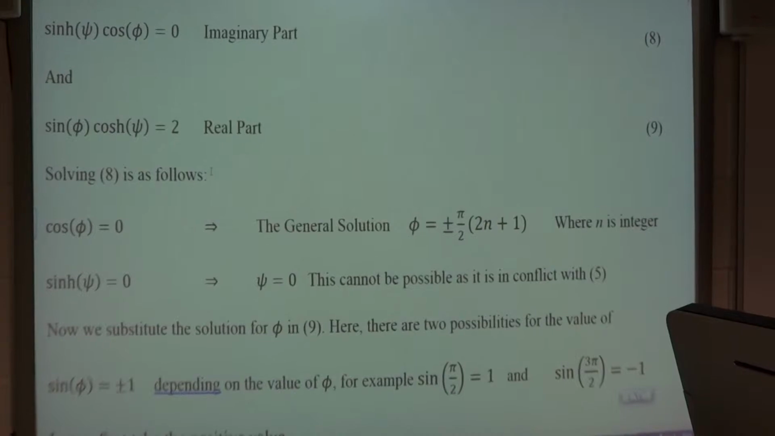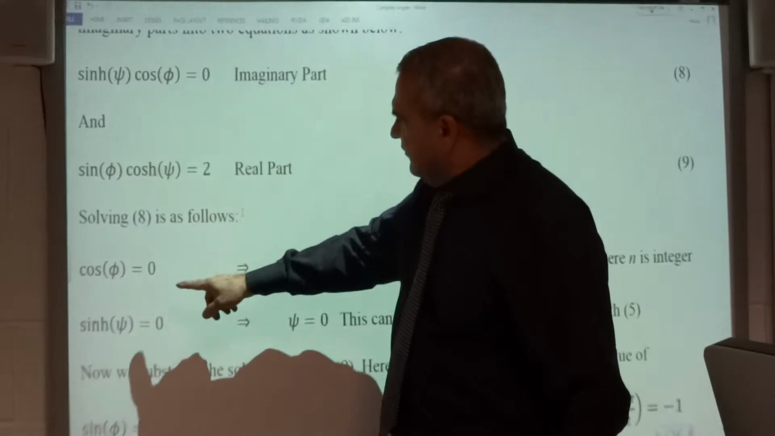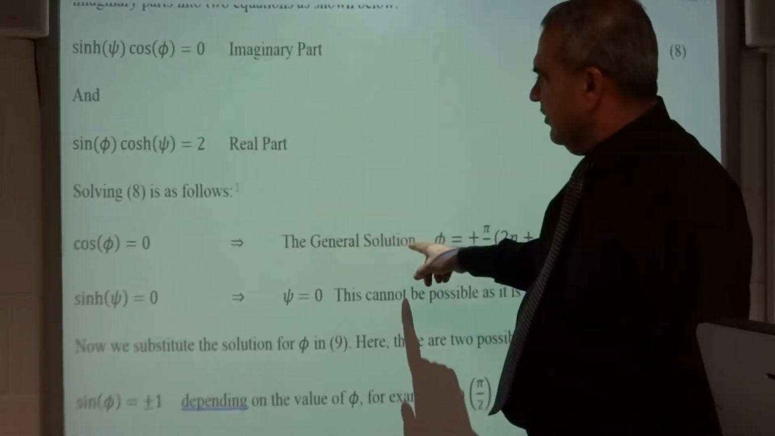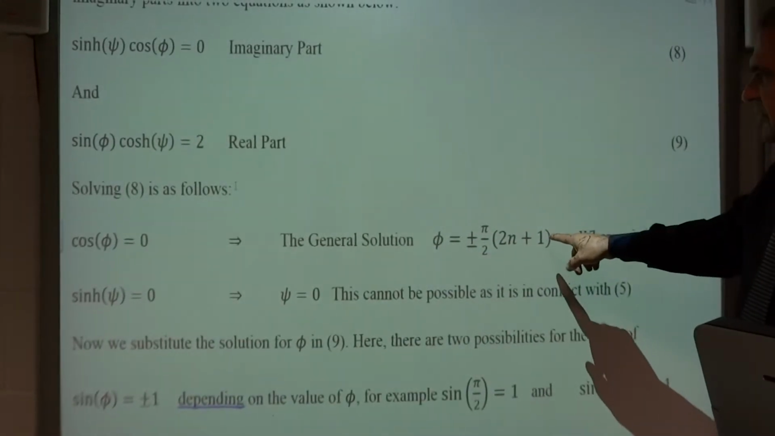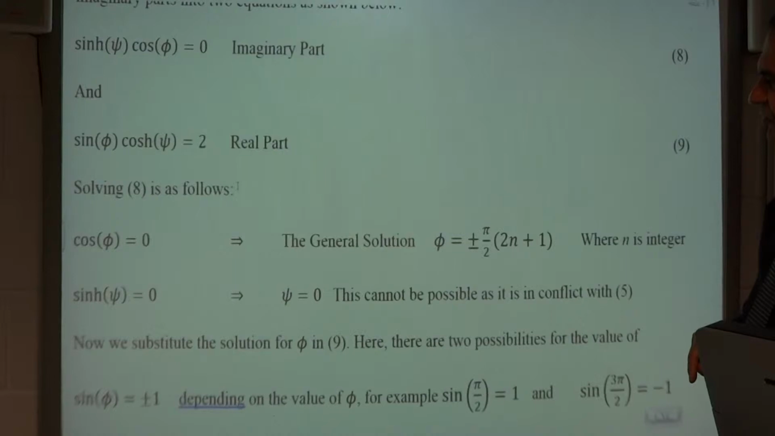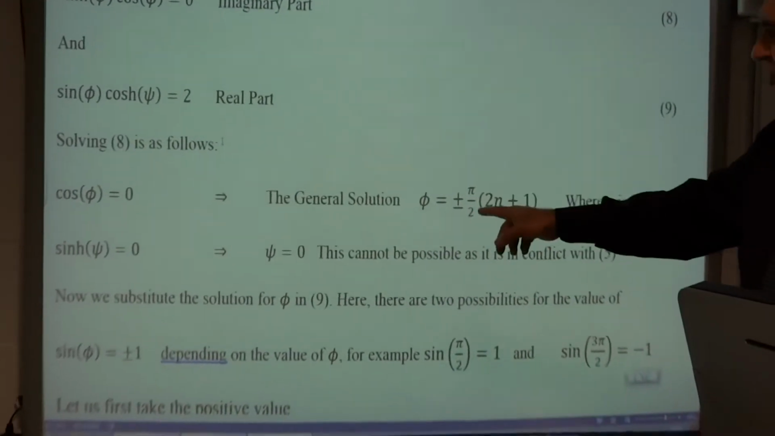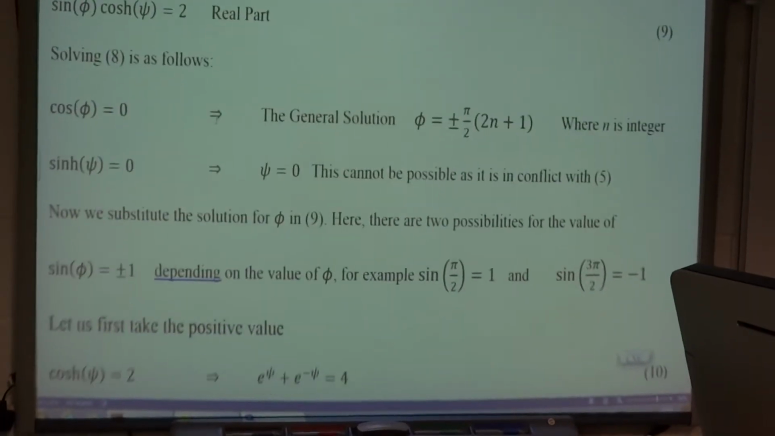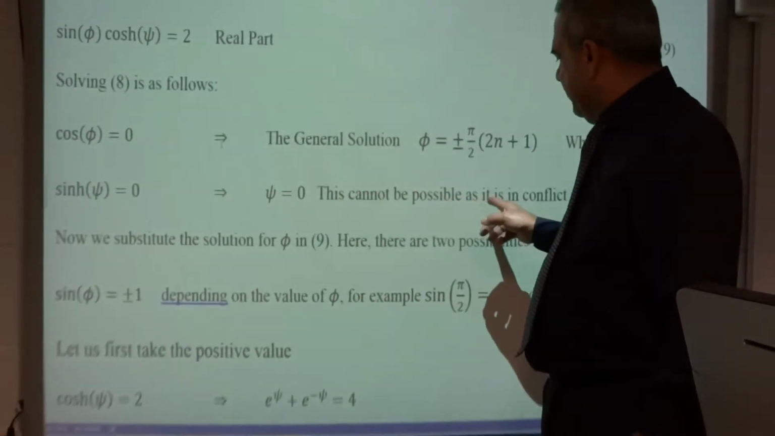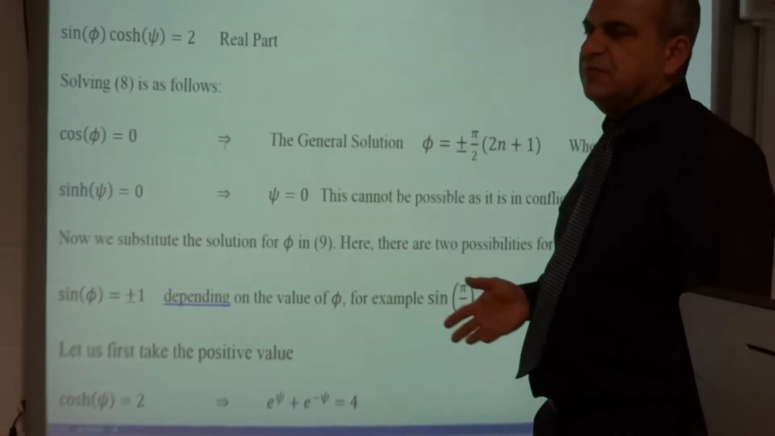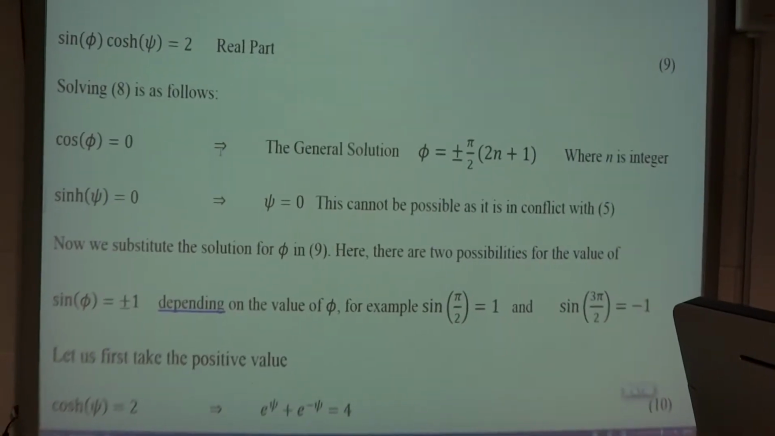Now by solving those, for example, if you look at the first one, cosine phi is equal to 0, you solve it and certainly you get the general solution. You are quite familiar with the general solution of any trigonometric function. And then sinh psi is equal to 0, so from this you will get psi equals 0. This cannot be a possible solution in this case, because if you assume psi equals 0, the angle will be real, which conflicts with our assumption.